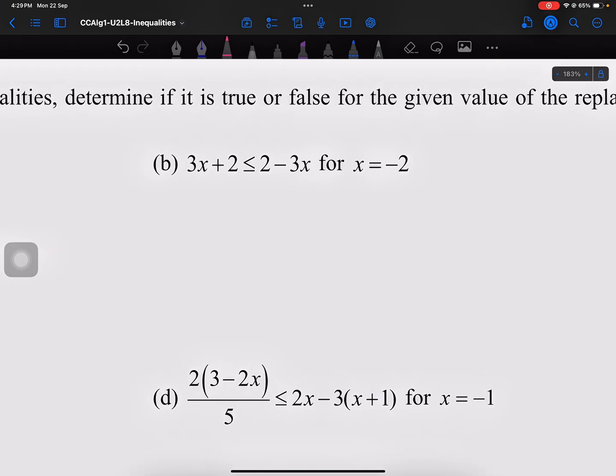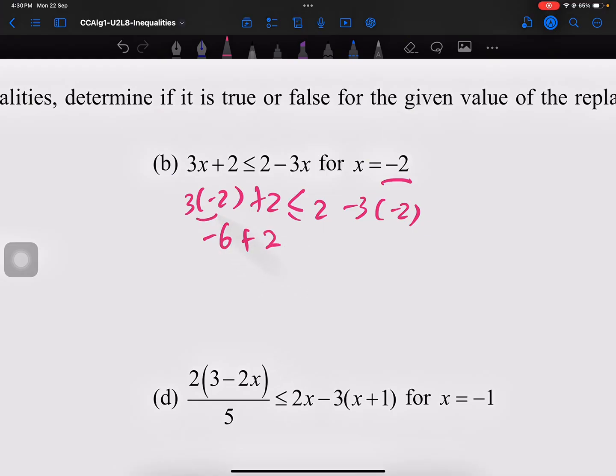Okay, substitute negative 2 inside. So expand the bracket like this one times this one. 2 plus 6. Okay, I have negative 4 less than 8. So negative 4 is less than 8, true.